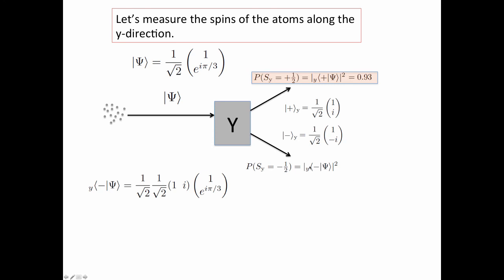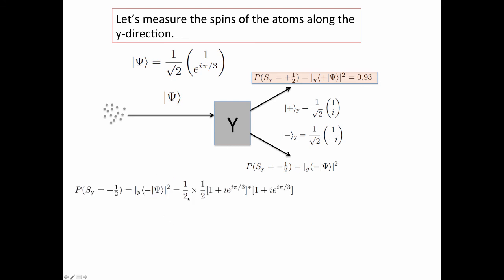Okay, we repeat this procedure for the spin down along the y direction. And notice that the only difference in our calculation is that in this inner product here, the row vector is 1 i, whereas before, when we had the plus vector in the y direction, the row vector was 1 minus i. So we're only going to differ here by a minus sign. So we can again multiply together the row vector with the column vector, and we get the result that this inner product is a half into 1 plus i e to the i pi over 3.